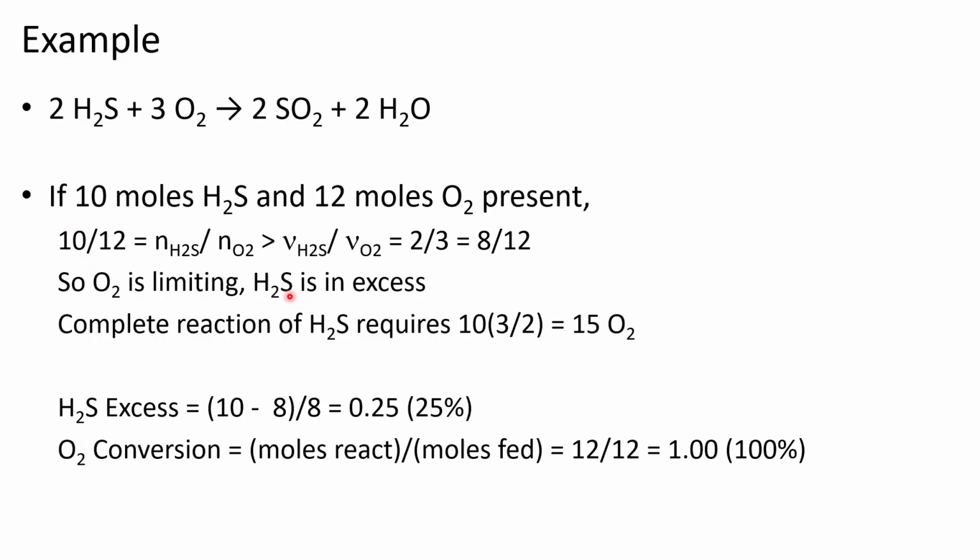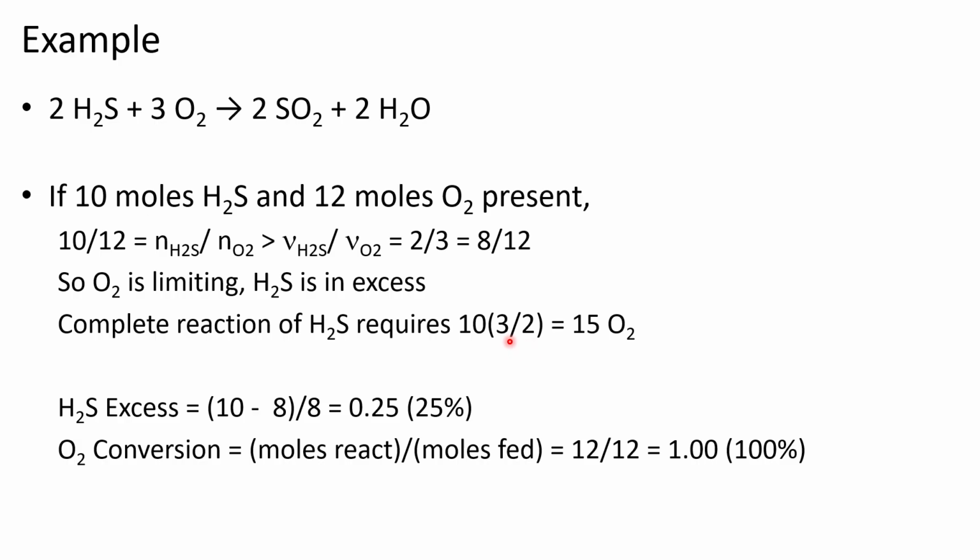What this says is that H2S is in excess. It's greater than the amount that's required for the two reactants to be in stoichiometric proportion. H2S is in excess. We also say that oxygen is limiting. Because if we look at the amount of oxygen that's required for complete conversion of the H2S that's present, we take the 10 moles of H2S that are present and multiply the ratio of stoichiometric coefficients in order to get the amount of oxygen that's required.